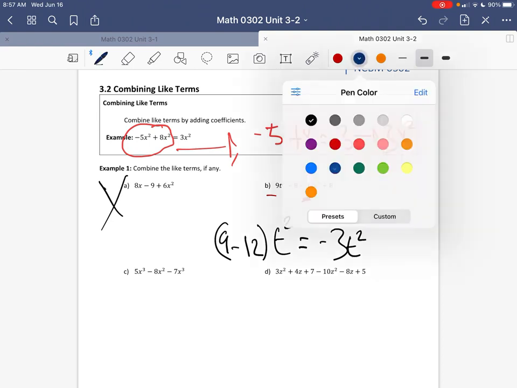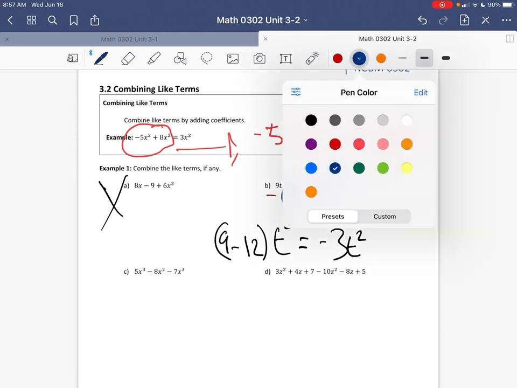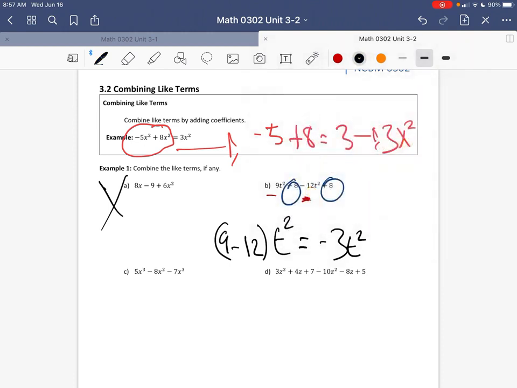Then we look to see if we have any other like terms, and we do. That's going to be the minus 8 plus 8. Off to the side, as part of our scratch work, we add up the like terms: minus 8 plus 8 is equal to 0. So combining the like terms means that this expression simplifies down to minus 3t squared.